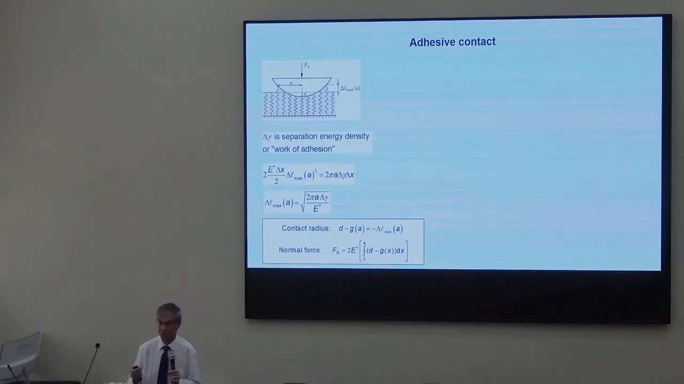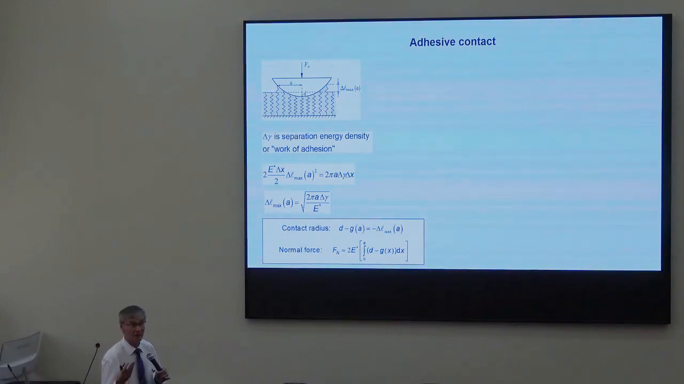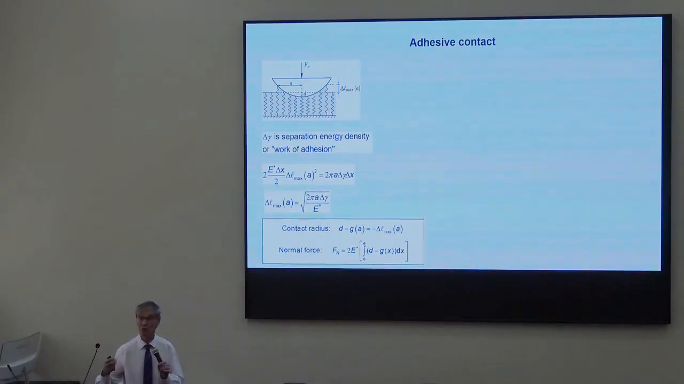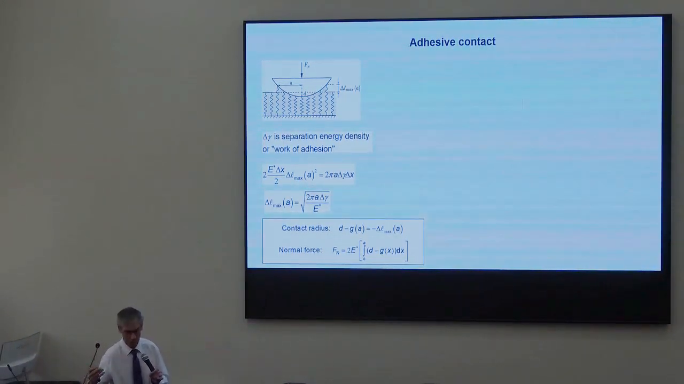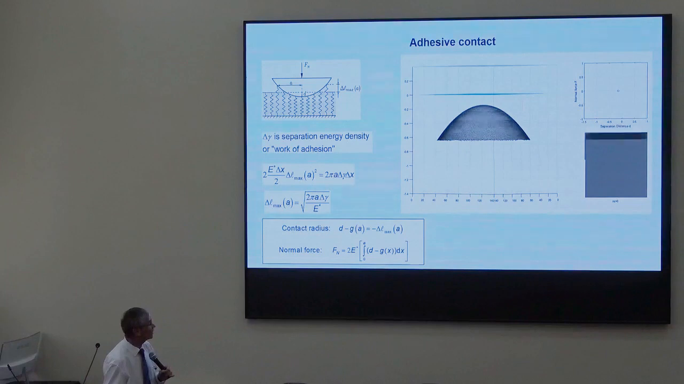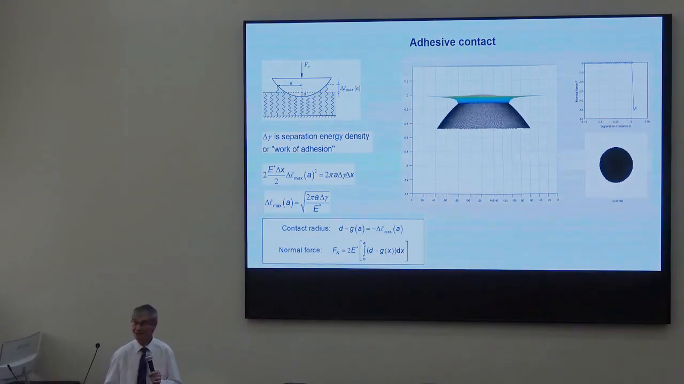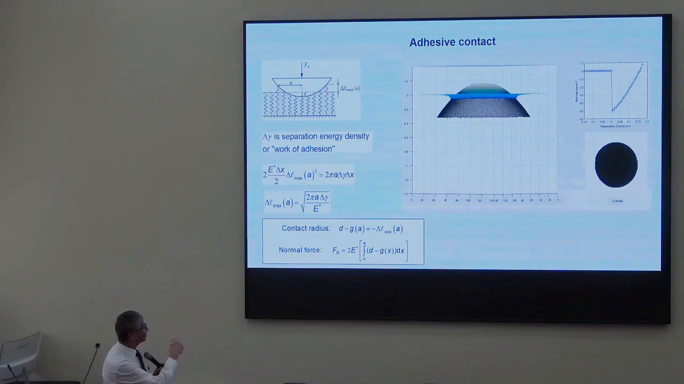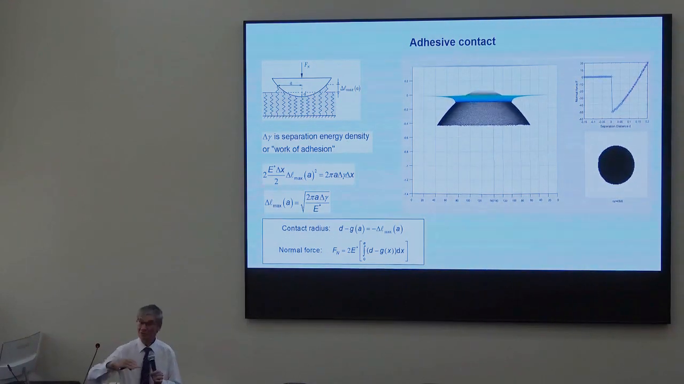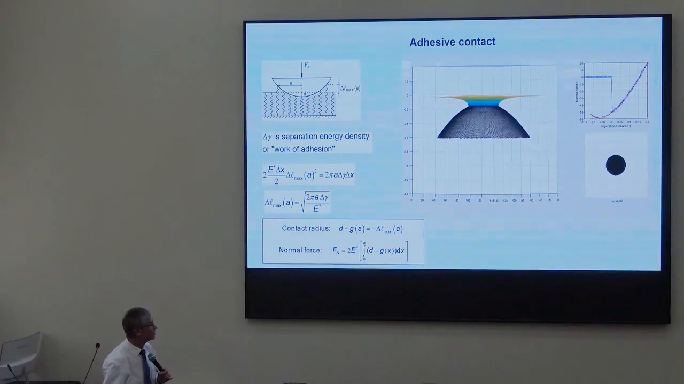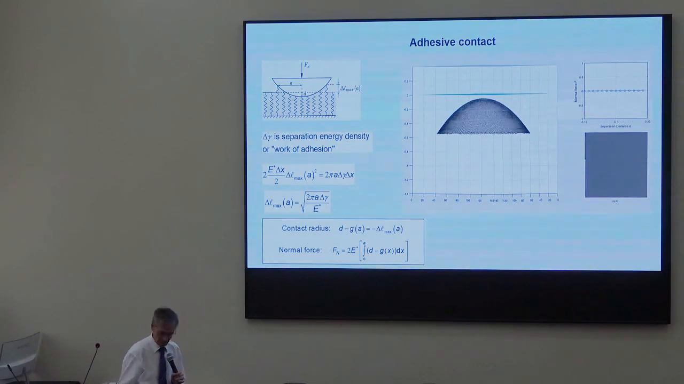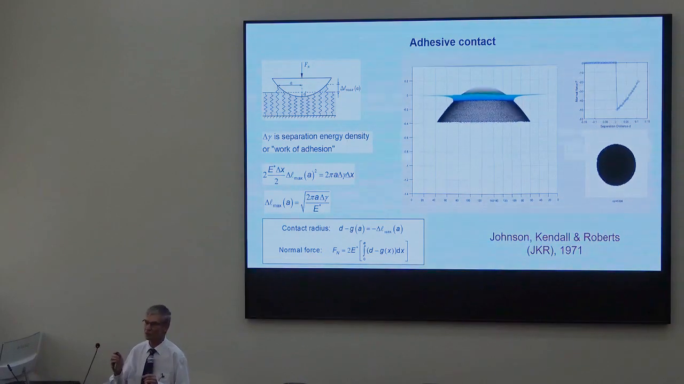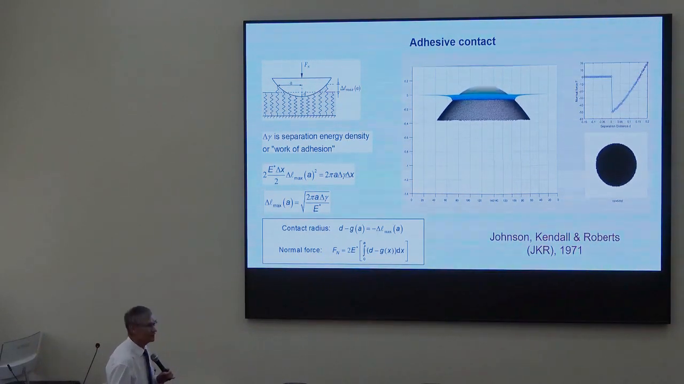If we do this for the parabolic shape, we get, of course, the equations of Johnson, Kendall, and Roberts from 1971. We can also sum up all the springs to the new radius, and then we have normal force exactly equivalent to the JKR. It does even work. Now we can make this procedure with changing d, and we get the relation between normal force and separation distance, and it is exactly what Johnson, Kendall, and Roberts have made in 1971.